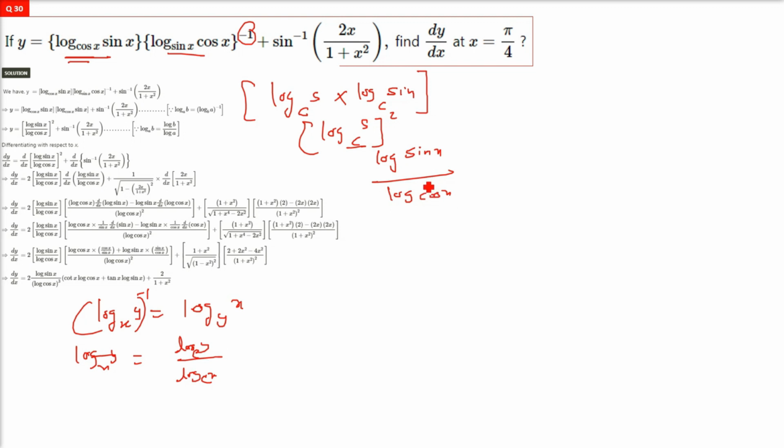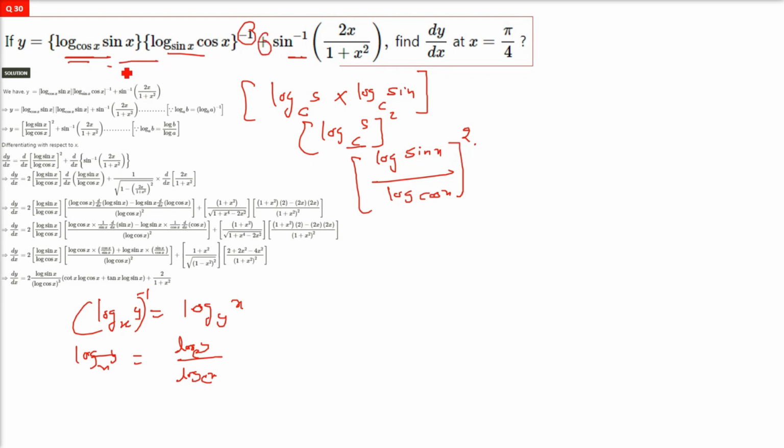Now the base is e. Now we can start the differentiation. So basically it is square. Okay. Now let us differentiate the first part. Sine inverse 2x by 1 plus x square we'll take just now. First complete this one. So what is the differentiation?